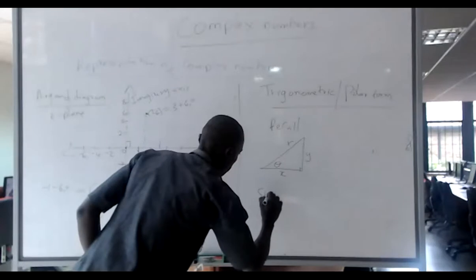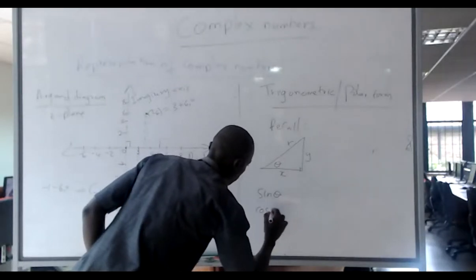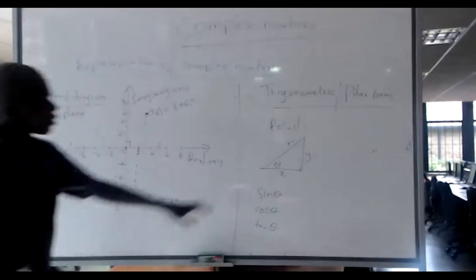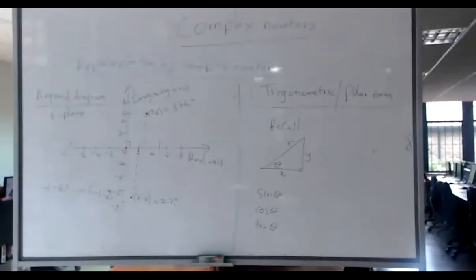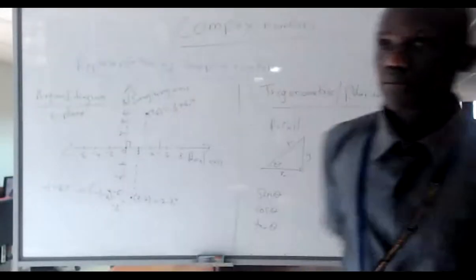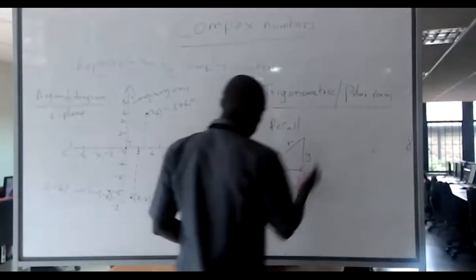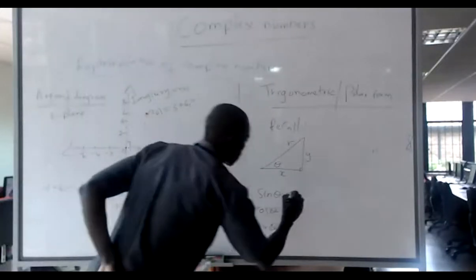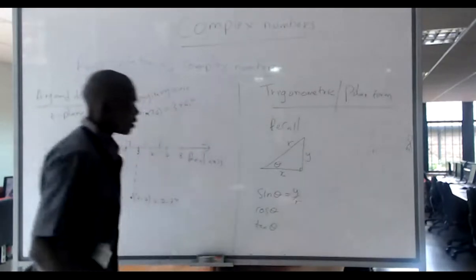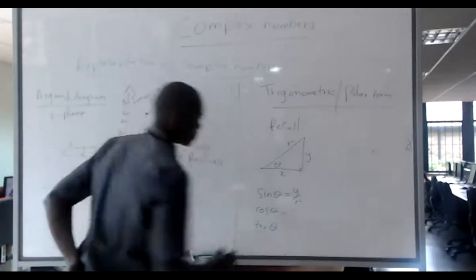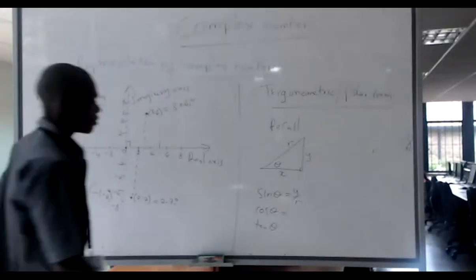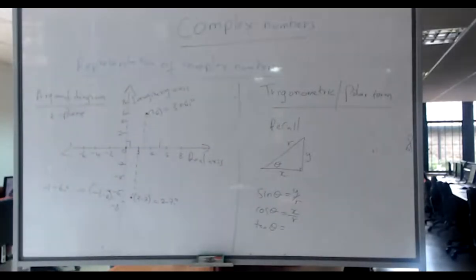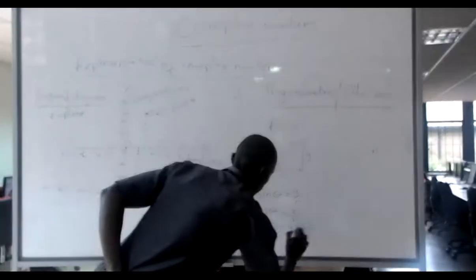Could someone define for me sine of theta, cosine of theta, tangent of theta from this triangle? Have you done trigonometric ratios before? Yes. Good. So what is sine of theta? Y over r. Cosine of theta? X over r. Good. How about tangent of theta? Y over x.